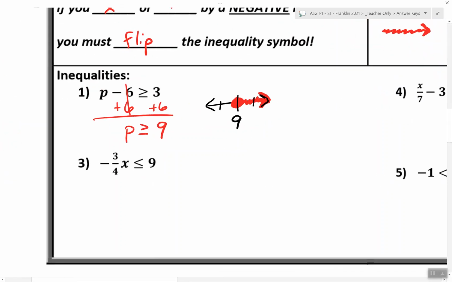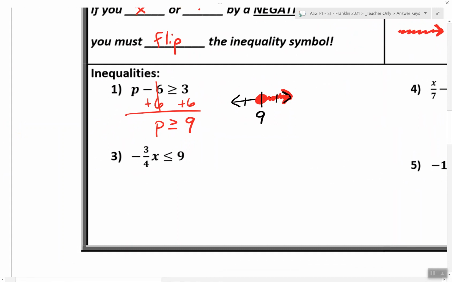Okay, looks like I'm missing a number 2, but we'll go ahead and go to number 3. We have negative 3/4 x less than or equal to 9. So we have to multiply by the reciprocal, which is negative 4/3. Should have given myself some more space there. It's okay. Times negative 4/3. These will cancel out. And x, now we multiplied by a negative, right? We multiplied by negative 4/3 when we solved. So we do need to flip that symbol. Don't forget that. Otherwise, your graph will go in the wrong direction.